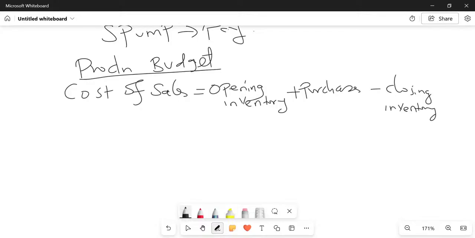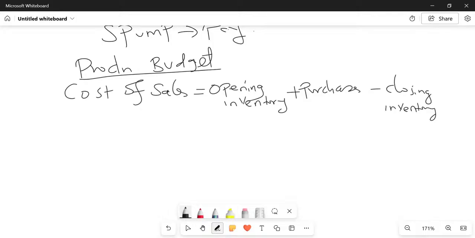But now, ladies and gentlemen, remember that this one is purely for an organization that is buying and selling goods. That is why you are making use of purchases, because you are purchasing to sell.